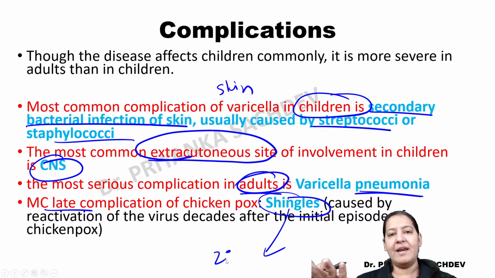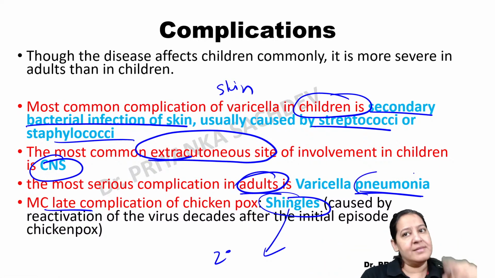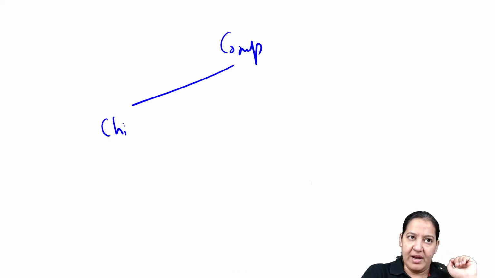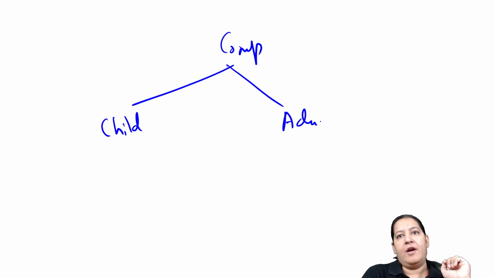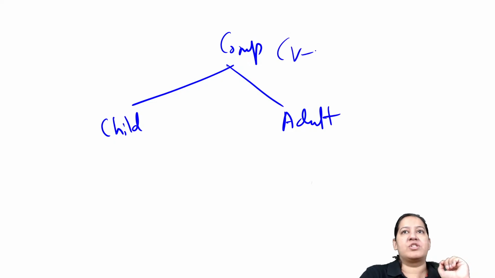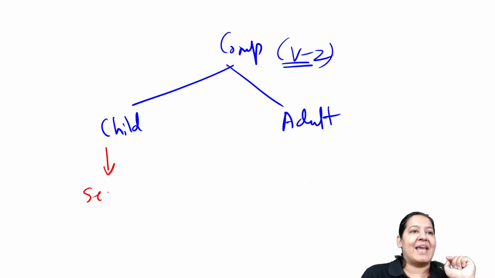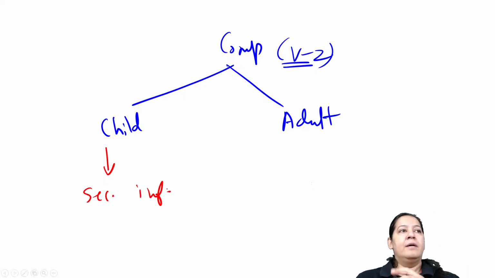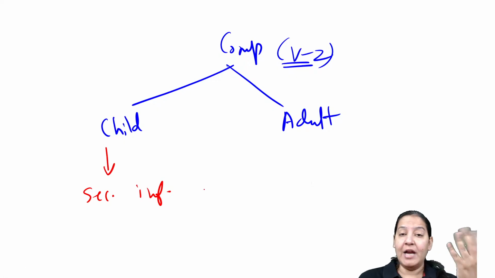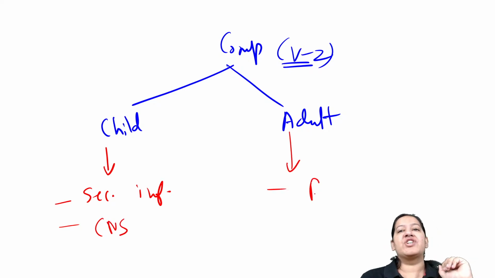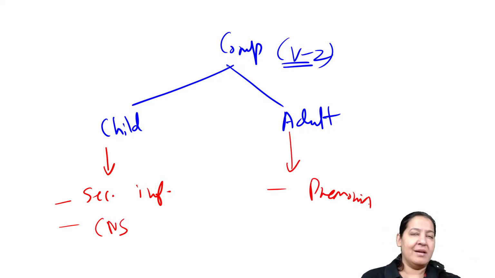You got it? So shingles can occur. And the complication in adults is pneumonia. So what is the summary? Tell me the complications in children and the complications in adults of varicella zoster virus. I'm talking about varicella, not zoster. In children, the complication is secondary infection caused by bacteria due to itching, staphylococcus and streptococcus. The extracutaneous complication is involvement of the CNS. In adults, the most common complication is pneumonia. That's it. Please learn this, there are questions on all of it.